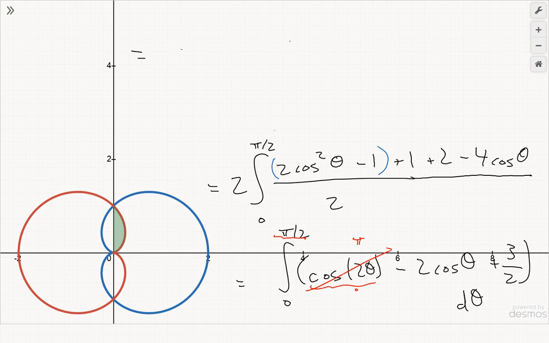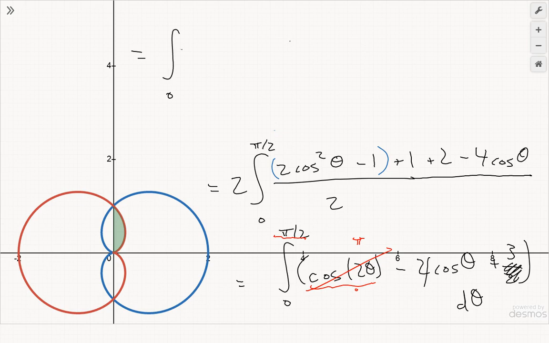So our area, now that we've brought this together, this should be 3, not 3 over 2. And I think this also should be a 4. Yeah, sorry about that. Doing too many simplifications at once.